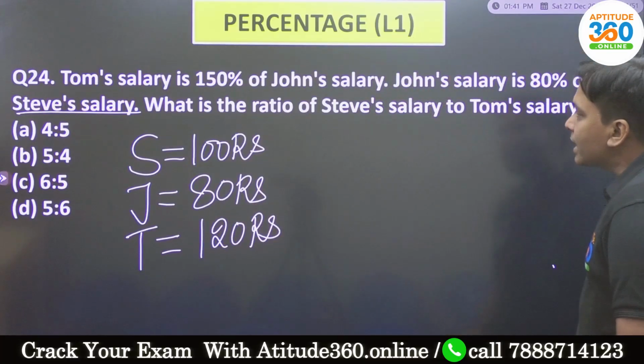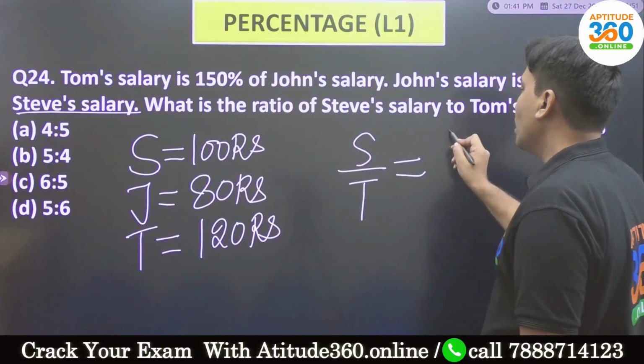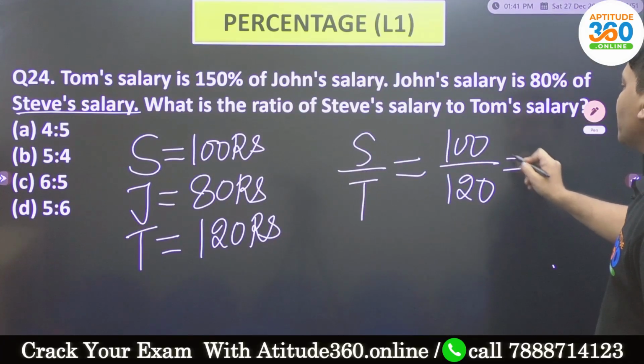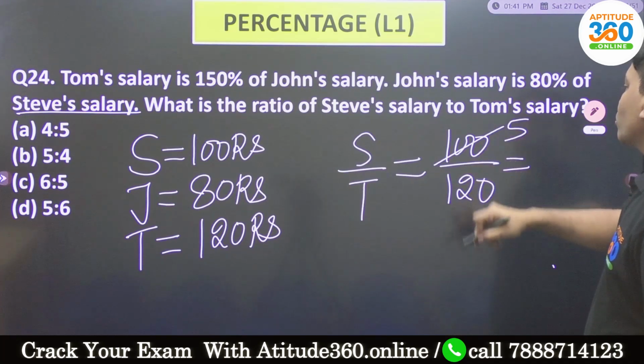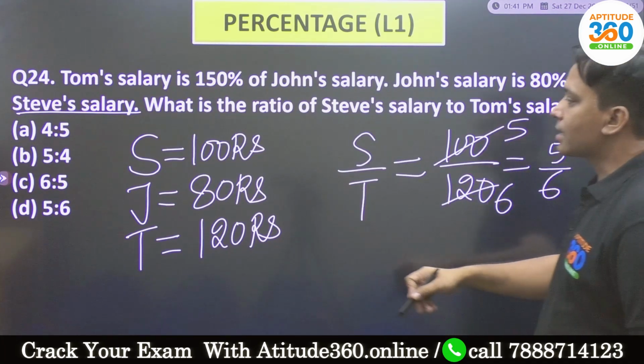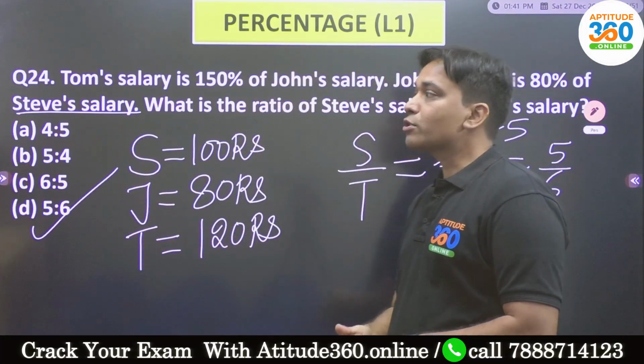Right? What is the ratio of Steve's salary to Tom's salary? Steve's salary is 100, Tom's salary is 120. If you simplify, this is 20 into 5 and this is 20 into 6. What is the answer? It is 5 by 6. What is the right answer? That is coming out as 5:6.